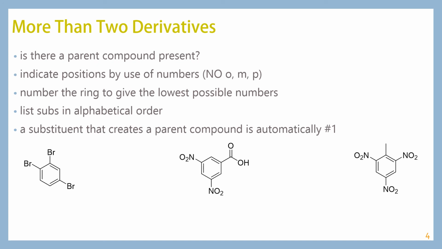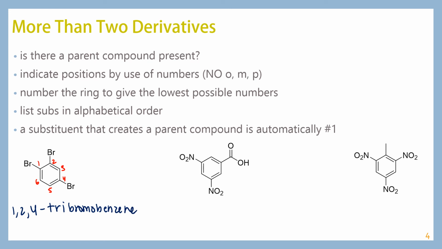So in our first example, we do not have any parent compounds. So we just want to number this in a way that's going to give us the lowest numbers. And our best bet is going to be 1, 2, 3, 4, 5, 6. So we would call this compound 1,2,4-tribromobenzene.